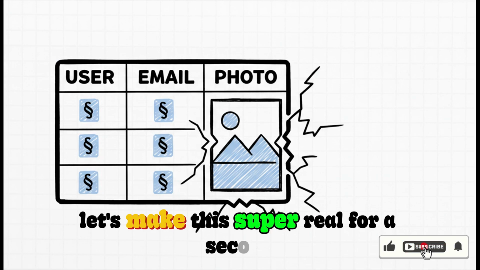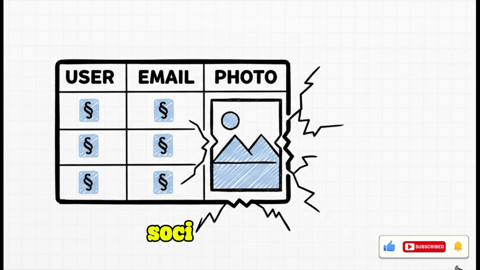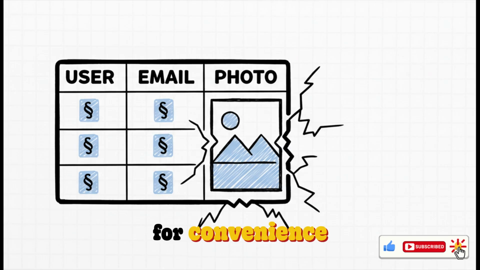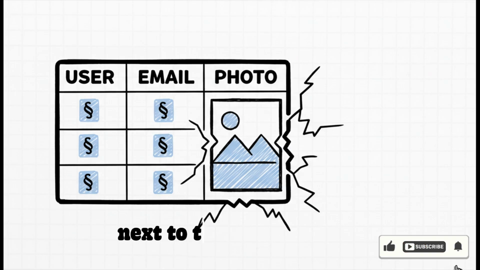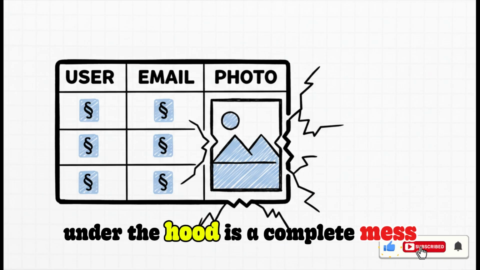Let's make this super real for a second. Imagine you're building a social media app. And you think, hey, for convenience, let's just store a user's 4 MB profile picture right there in the user table, next to their username. Seems simple, right? But what's happening under the hood is a complete mess.